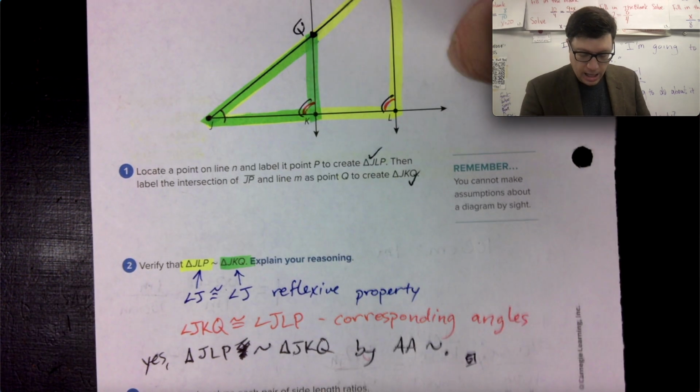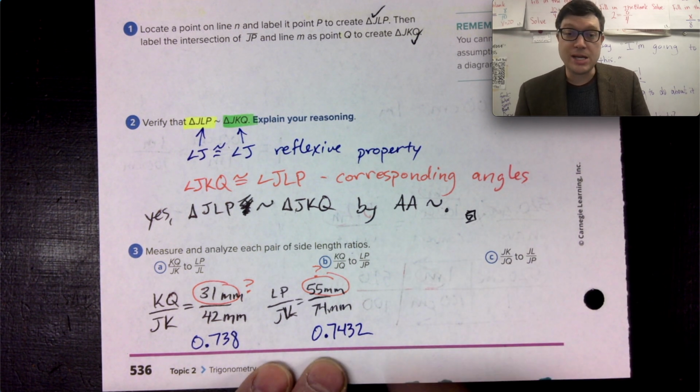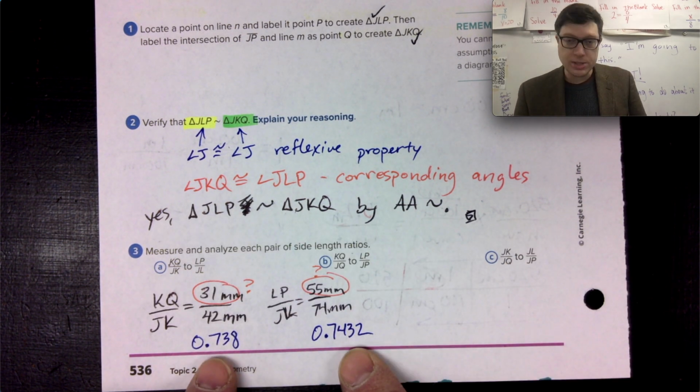Listen, I showed you how to do number 3A. You need to go do 3B and 3C the exact same way, finishing out with some decimals here.